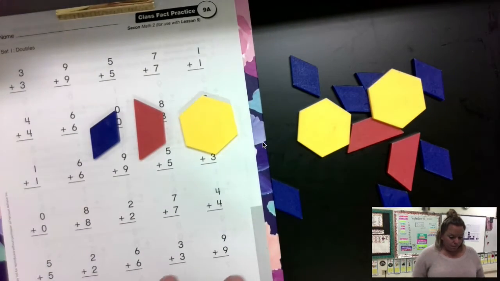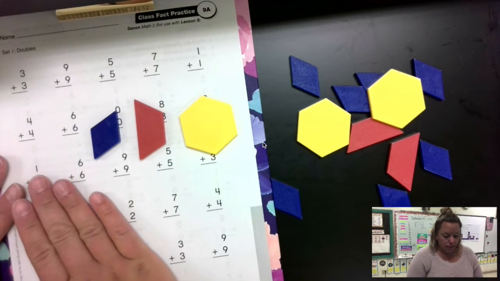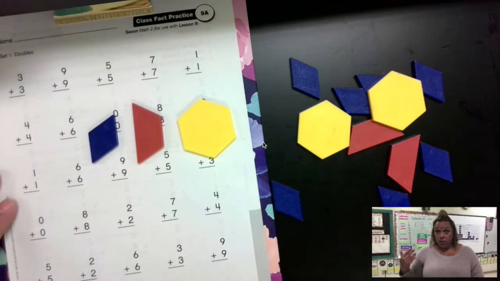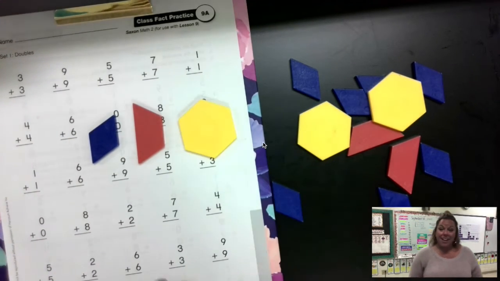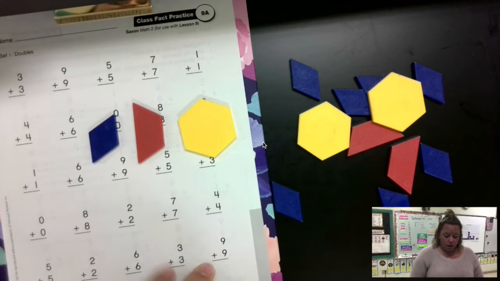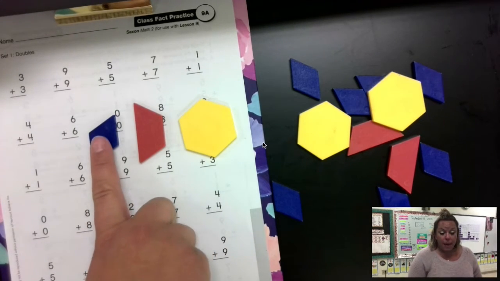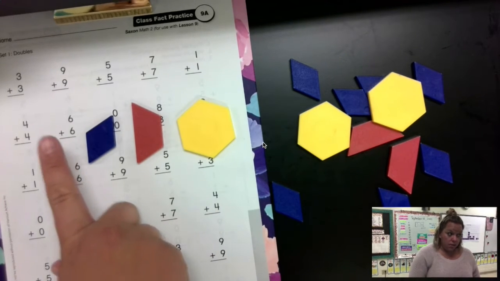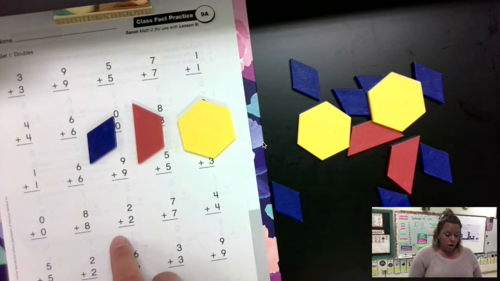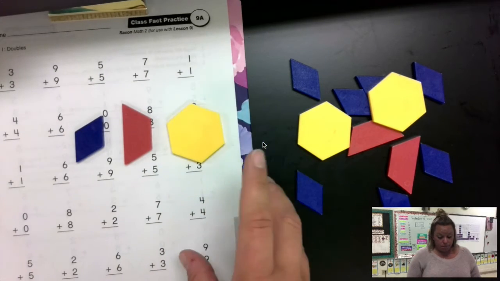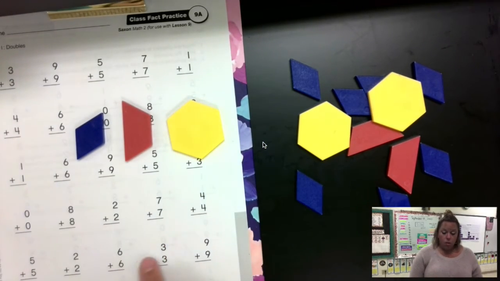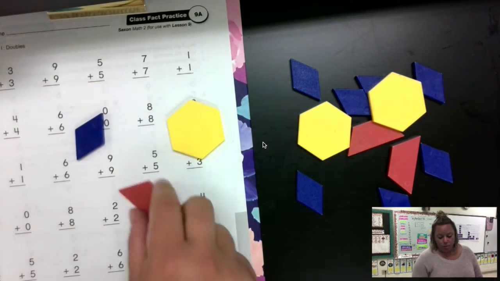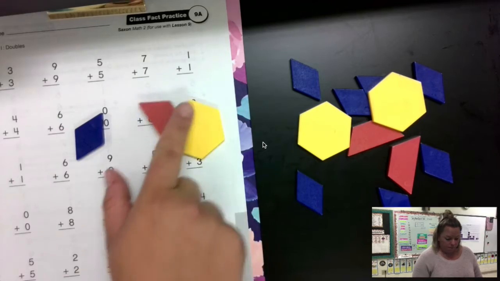Okay, now the smallest is the green, the triangle. The largest is the yellow hexagon. What is the second smallest? The second smallest piece would be your blue parallelogram. Okay, what's your smallest? Triangle. What's your greatest, your biggest? Your hexagon. What's your next biggest besides the hexagon? It'd be this guy here. Remember, it only took 2 of those to cover it up.